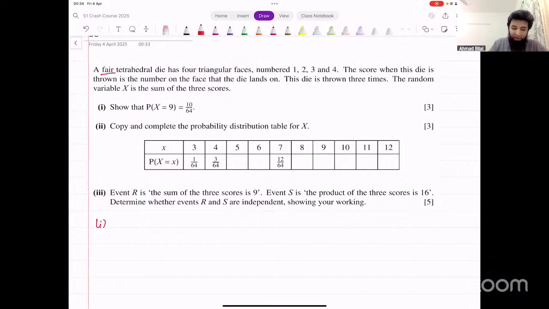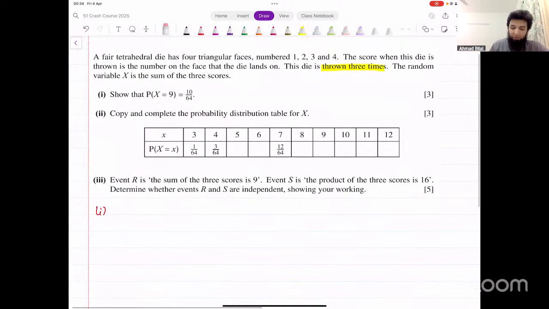Okay, a fair die, that means the probabilities of all outcomes are the same. It's a tetrahedral die. Tetrahedral means it has 4 sides, 1, 2, 3, 4. They have specified that as well. It has 4 faces. Okay, score is the number that the die lands on. It's thrown 3 times. X is the sum of the 3 scores that you get. Show that the probability that x is equal to 9 is 10 over 64.